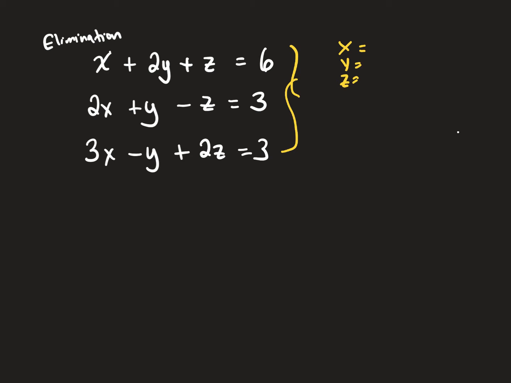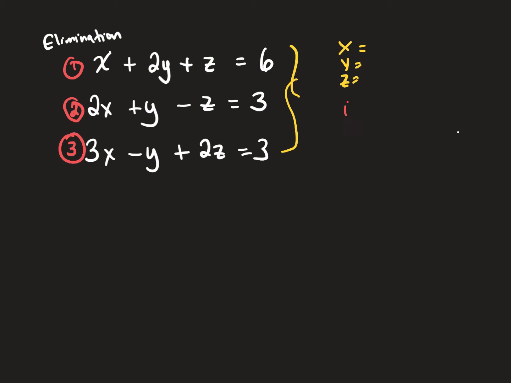So there are a couple ways we can do this. One method is elimination, and one method is substitution. And I'll do this one problem both ways. So what I'm going to do is label these equations 1, 2, and 3. So the first idea is I'm going to pick two equations and try to eliminate any variable.